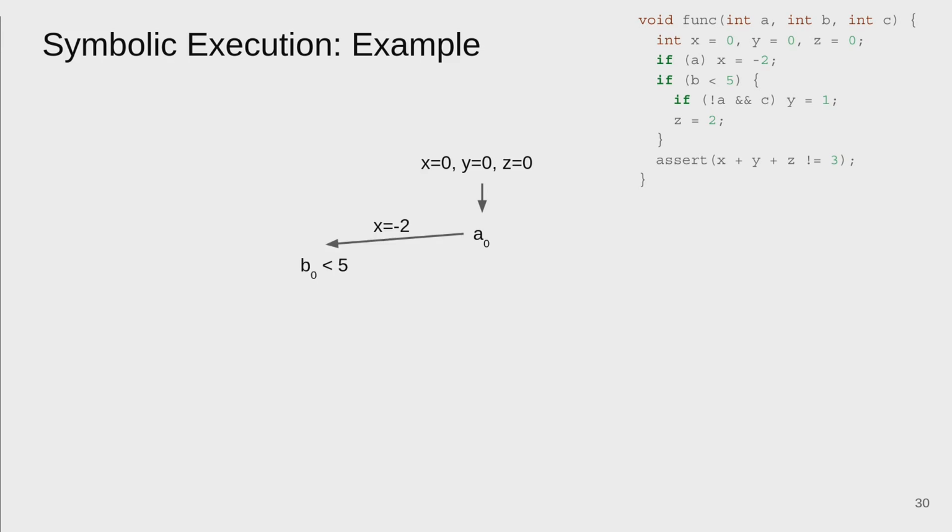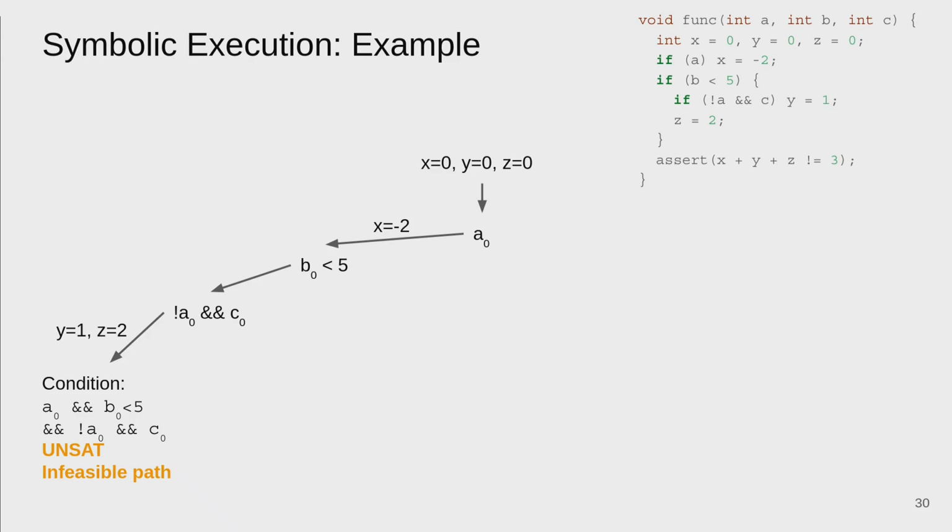Either it is false, or it is true. Sorry, we are looking at the true branch first. So it is 1, or not 0 in any case. Then we continue through the program. The next condition we're looking at is b. So we're looking at b0 is smaller than 5. If this is true, we go through the next condition, not a and c, which if it is true, we see that y is 1 and z is being set to 2.